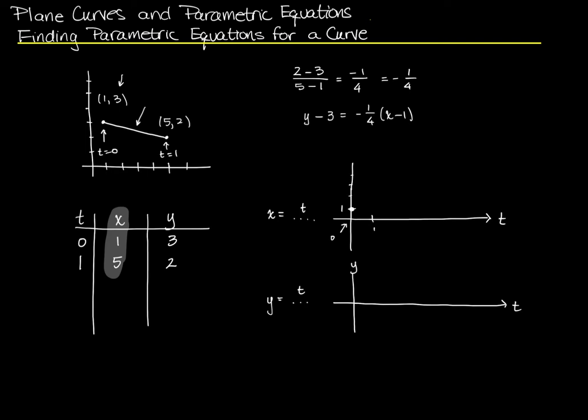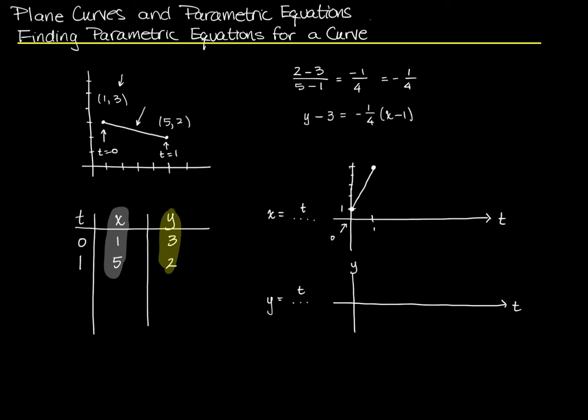1, 2, 3, 4, 5. When t equals 1, x is 5. So now I can see the relationship between t and x. And then I'll do the same thing for y. I'm looking at the relationship between the y output values for the same two input values for t.